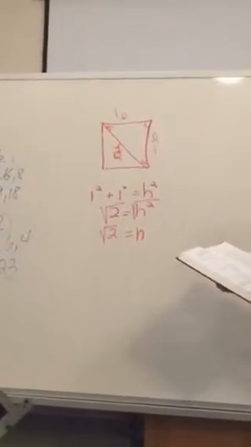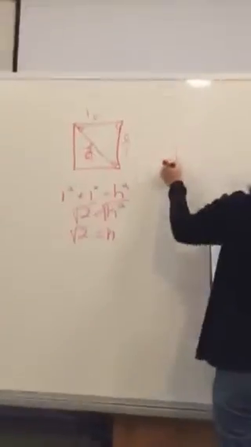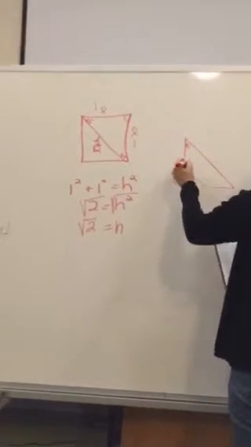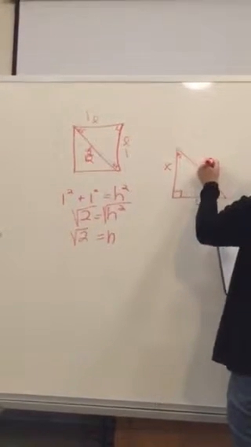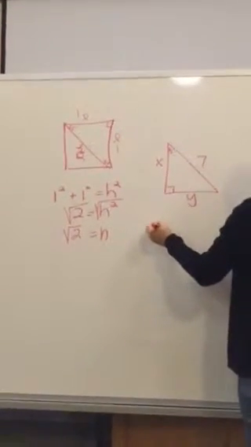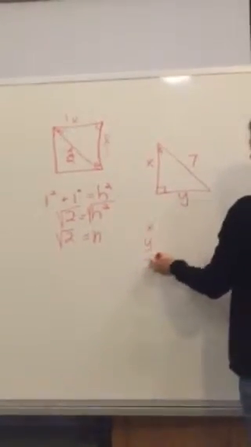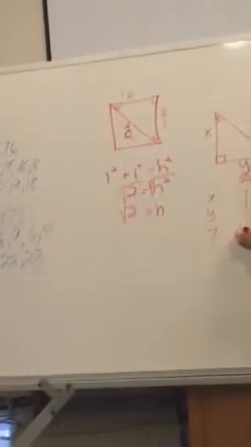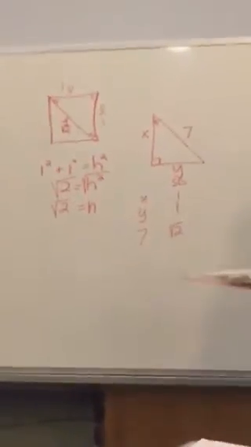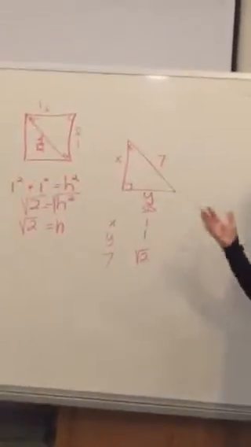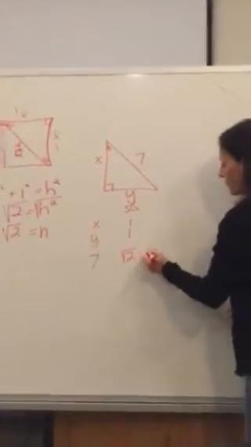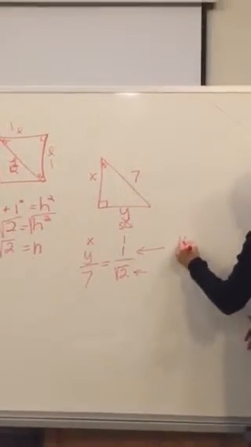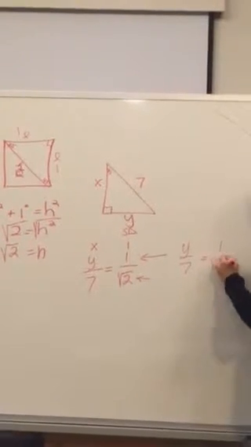Okay? It makes sense. All right, so look at 79.4. We have a 45, 45 triangle. We have X, Y, and 7. In the similar triangle, we have a leg is 1, the other leg is 1, the hypotenuse is the square root of 2. I can use cross multiplication, can't I? Always choose the one that has both values and then one that has one variable. So I have y over 7 equals 1 over the square root of 2.